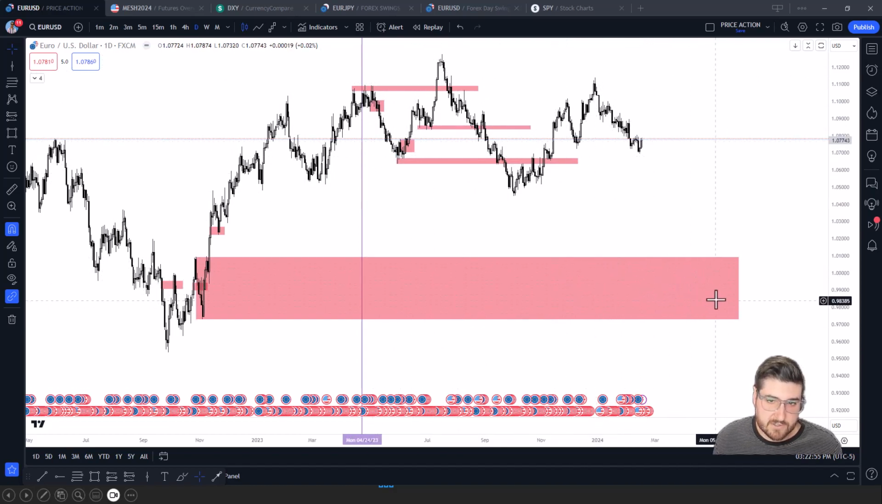So we have this zone marked up. Also, that fair value gap right there helps us understand price. We should be taking shorts to this, the fair value gap, and all the way down to this order block, right?